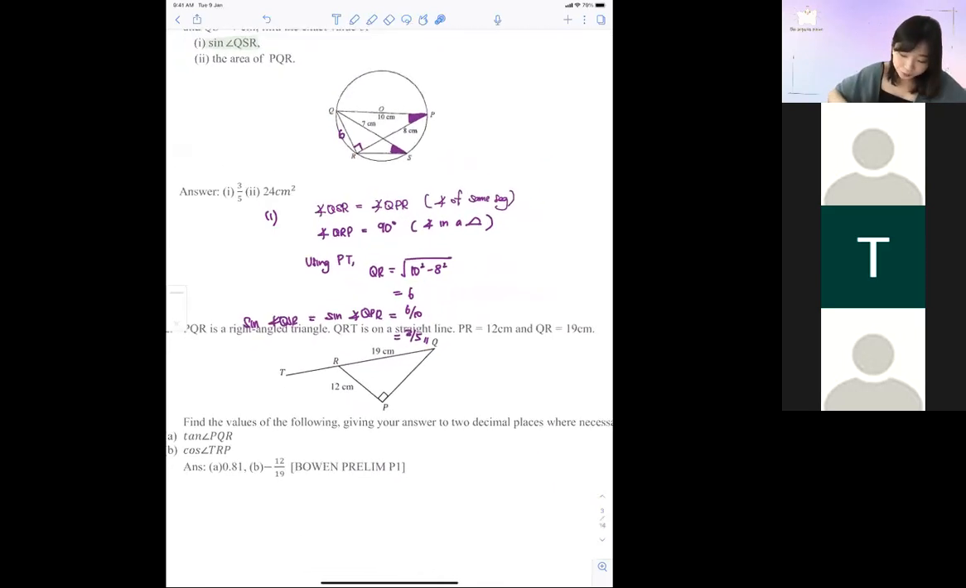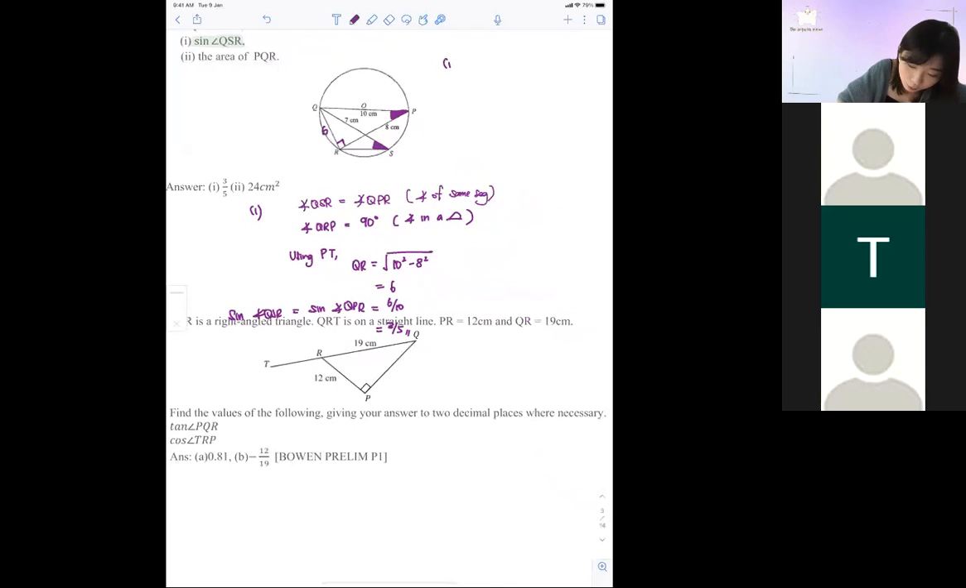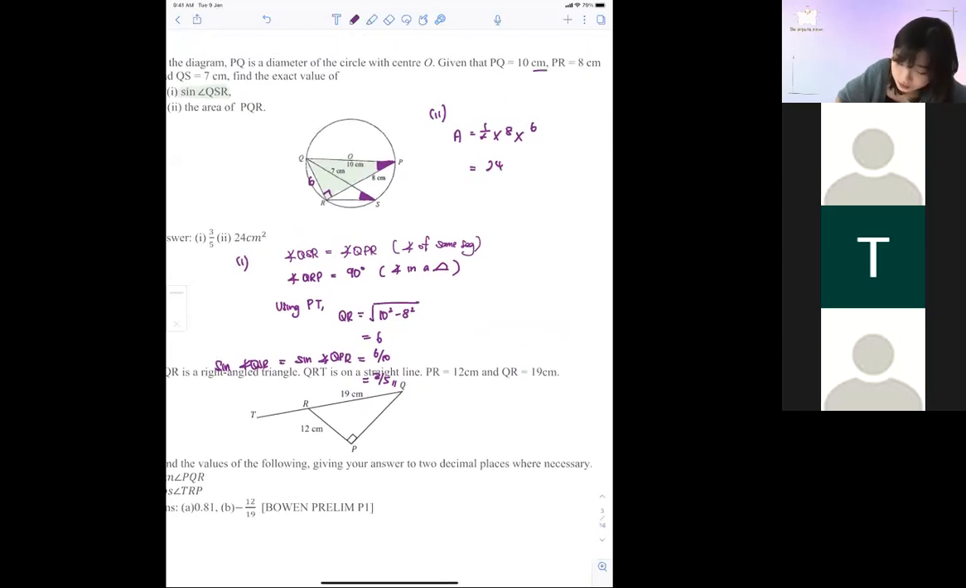Okay, good. So for part 2, you want to find area of triangle PQR. If it's a right angle triangle, you can use half times base times height. If it's a non-right angle triangle, you use half ab sine C. So if you can see, this is a right angle triangle. We use half times base times height. Okay, so 24. In this case, the length is in cm, so cm square. If the length is in units, unit square.